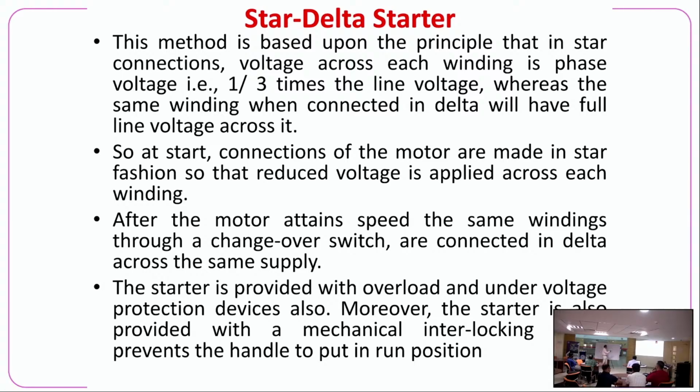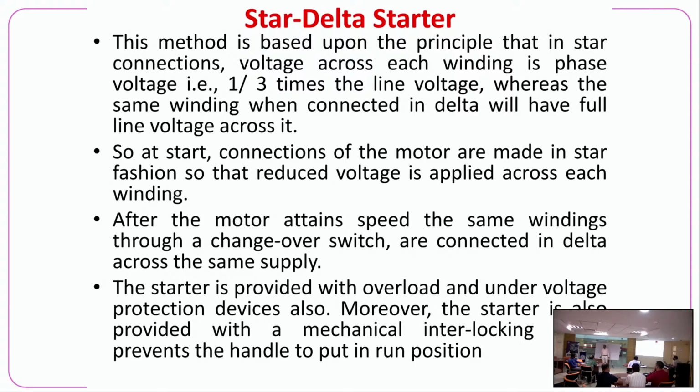Root 3 times. So in delta connection, line current is root 3 times phase current. But in star connection, the starting current drawn from the line is equal to phase current, because in star connection, phase and line currents are equal. So starting line current is equal to 1 by root 3 times the phase current, because it corresponds to this voltage. So in star connection, voltage is 1 by root 3, so the corresponding current is 1 by root 3. And when you change to delta, voltage will be rated voltage and current is root 3 times.